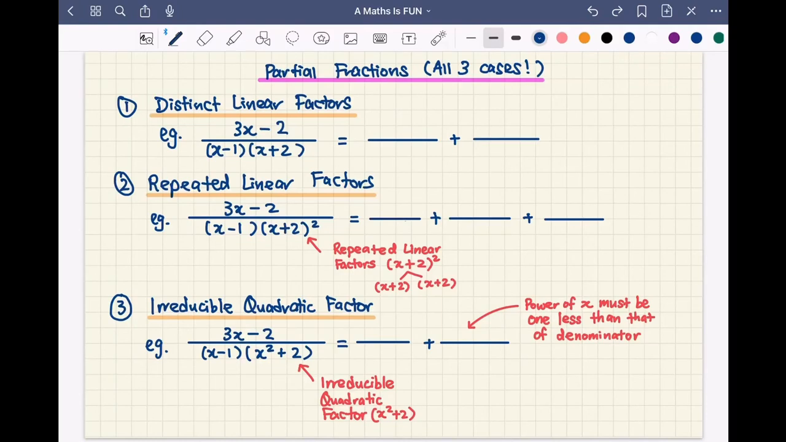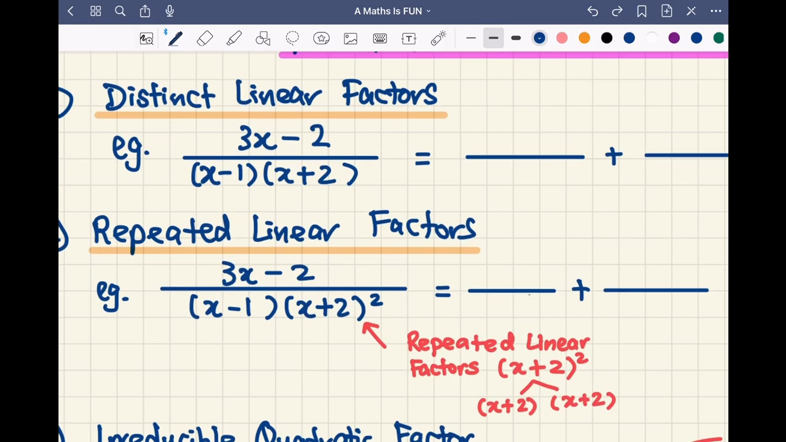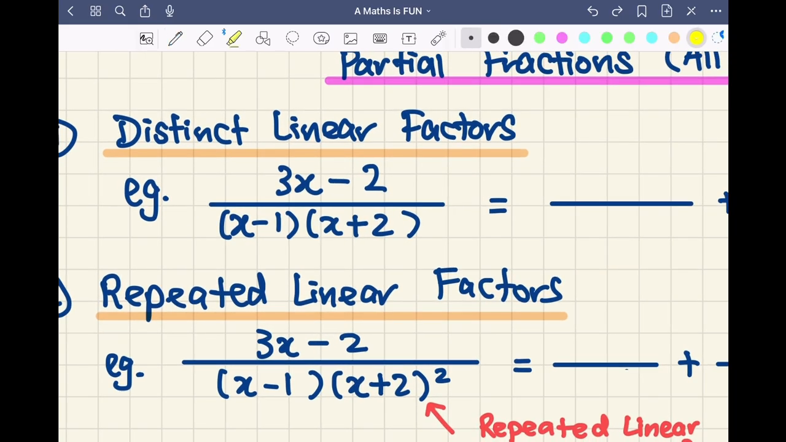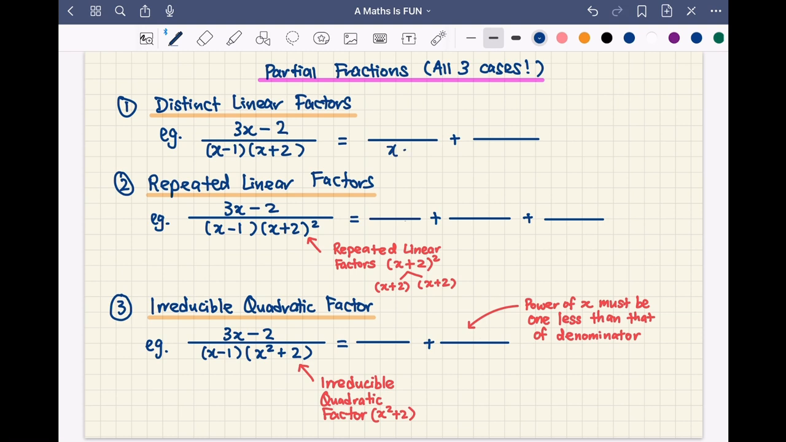So let's first recap on how to set up the partial fractions. So let's say you already tried to factorize the denominator from, let's say, a quadratic or a cubic polynomial, and then you realize that, for example, here the factors are linear and also distinct, meaning they are different from each other, then it will be this case where you can just put down your denominator as x minus 1 and x plus 2, for example. And then in the numerator, you just leave it as A and B like that, right?